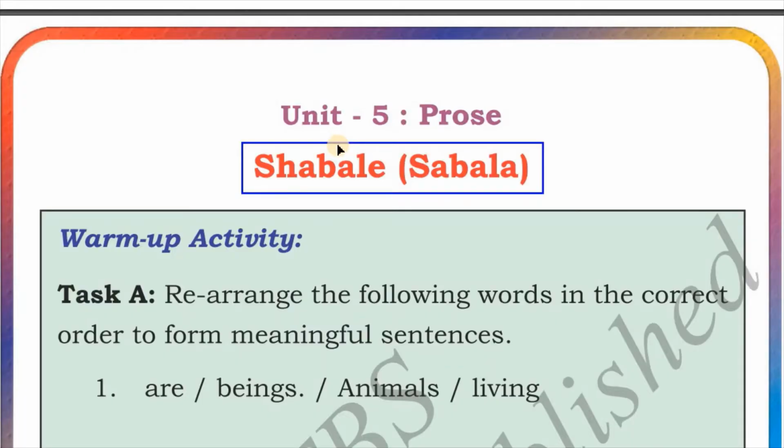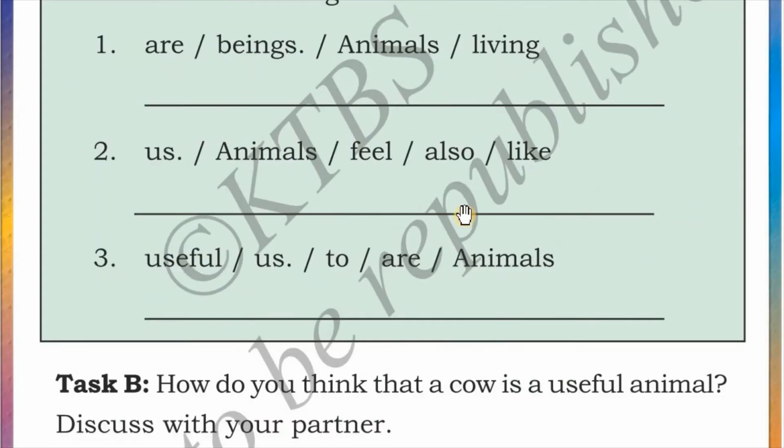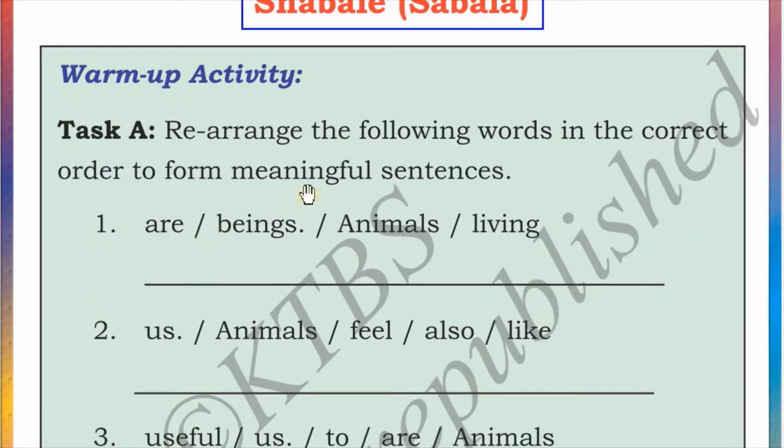Hello students. In this video, let us start Unit 5 of Prose, the lesson Shabale. As a warm-up activity, we have this task here for us. Rearrange the following words in the correct order to form meaningful sentences. Here we have different sentences whose words are not organized in the proper order.